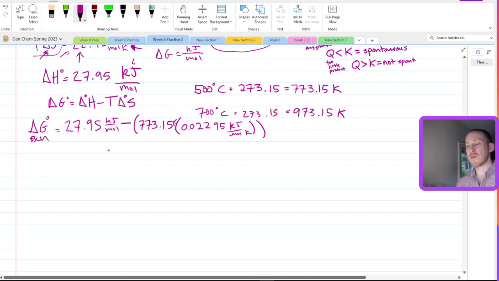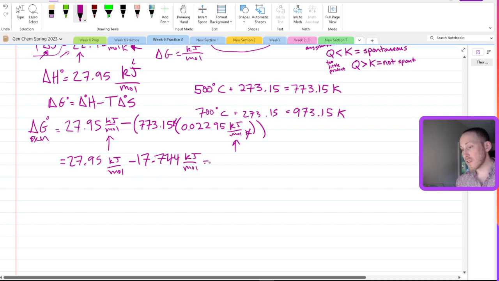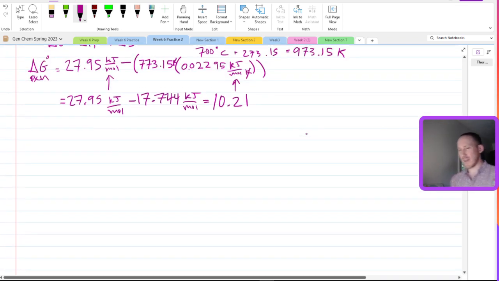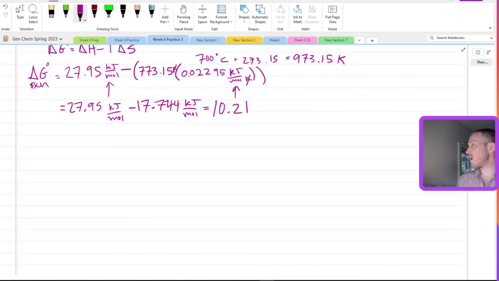So this is great because here we have kilojoules per mole. Here our Kelvins cancel out, and now we have kilojoules per mole. So this now makes sense. If these aren't the same unit, you can't do any math on it. But if they are the same unit, then we have 27.95 kilojoules per mole minus 17.744. And, you know, I did these calculations a few hours ago, so please, if you are calculating along and you find an error, submit a comment or something. I'll see if I can fix it, or just cut me some slack. I'm only human. Okay, so there we go.